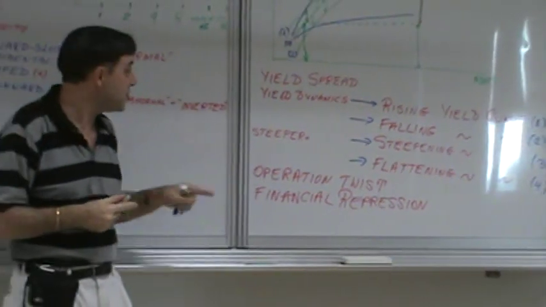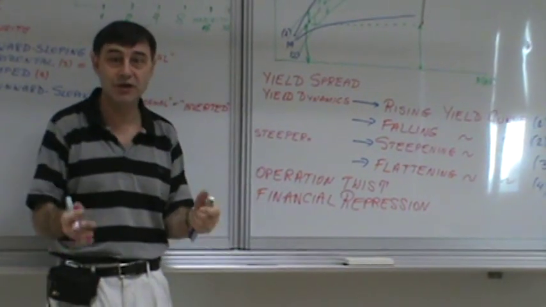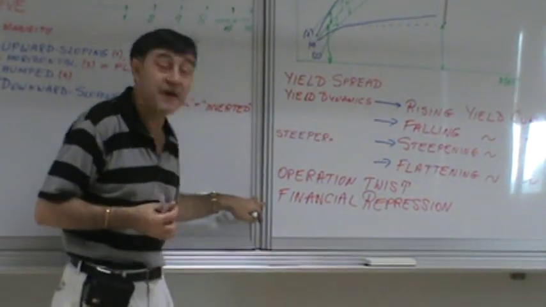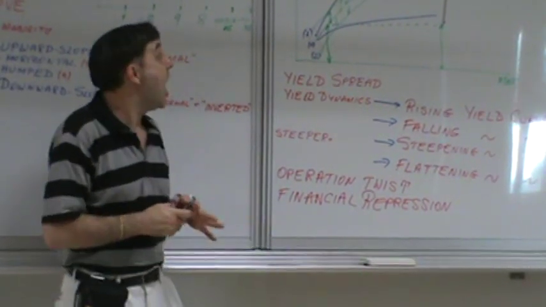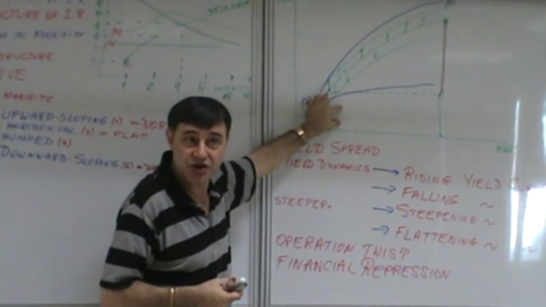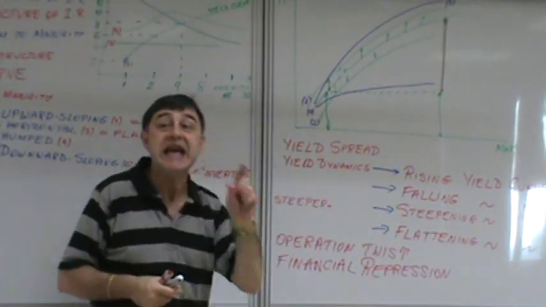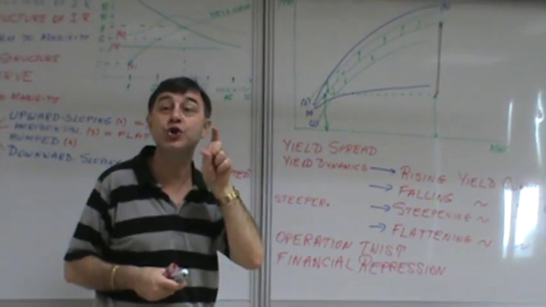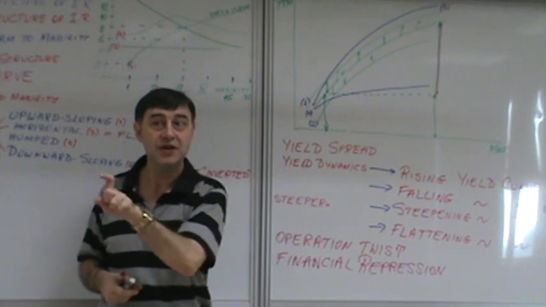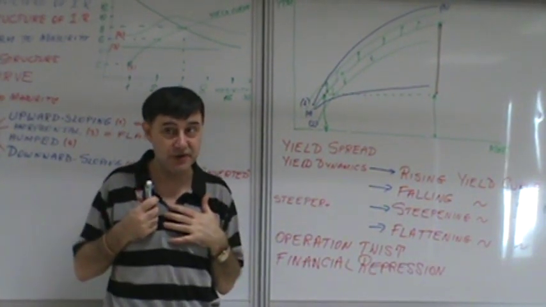So I'm switching over from the textbook stuff to the real world of what's happening today, in the last 1, 2, 3, 4 years. And financial repression is artificially suppressing interest rates, meaning artificially bringing down the yield curve in order to lower the cost of borrowing to debtors. The biggest debtor in the world is the US government.